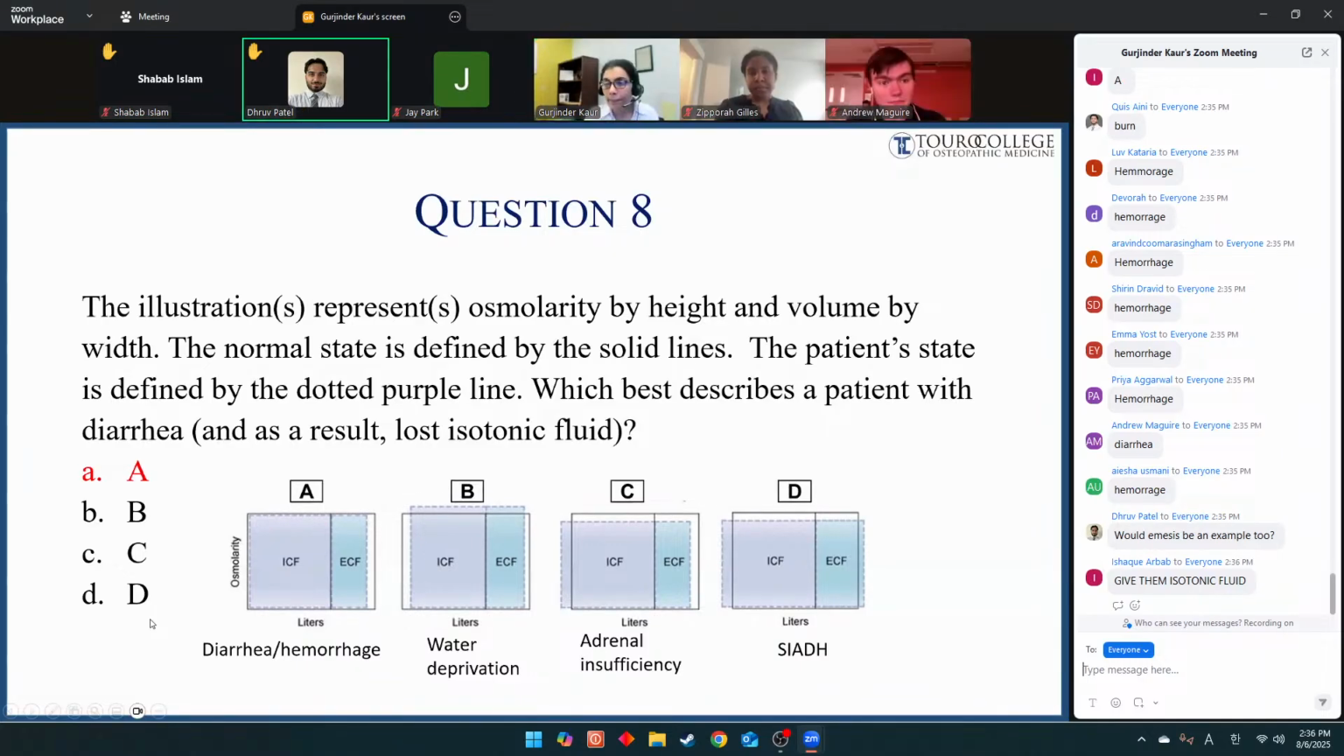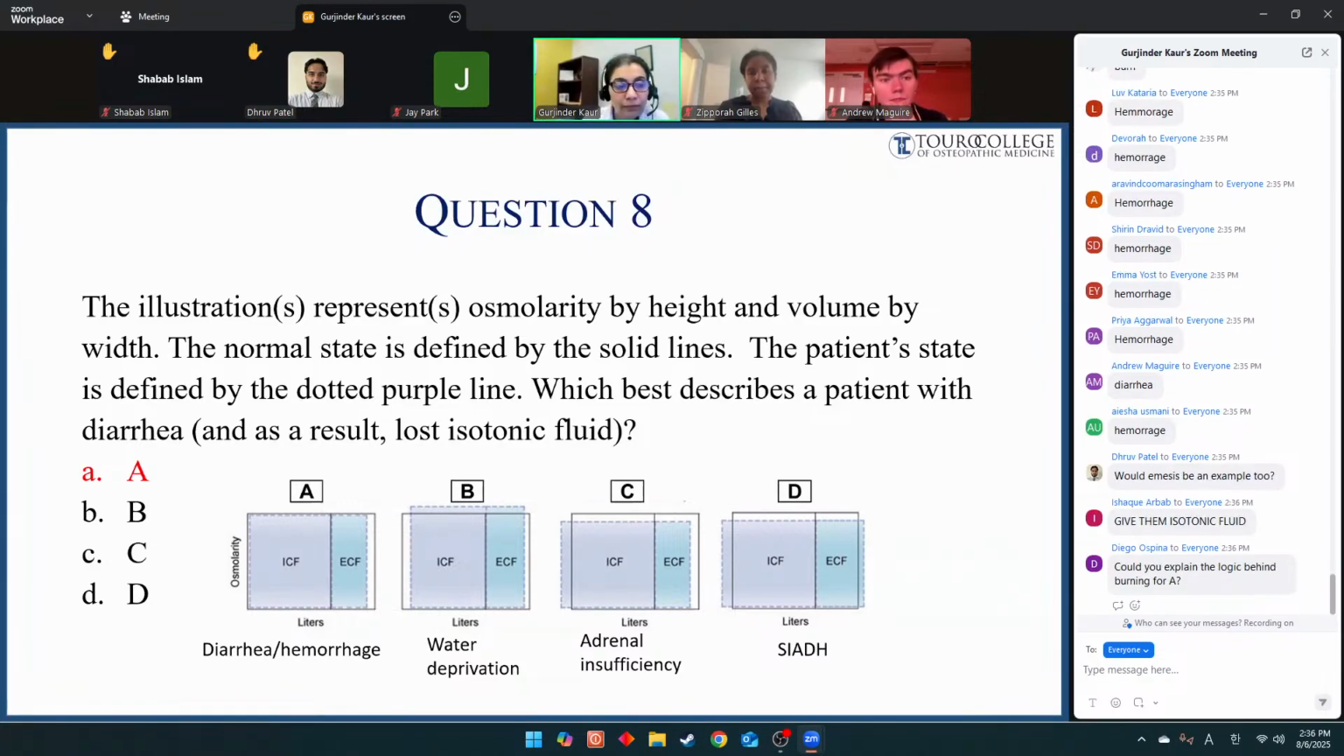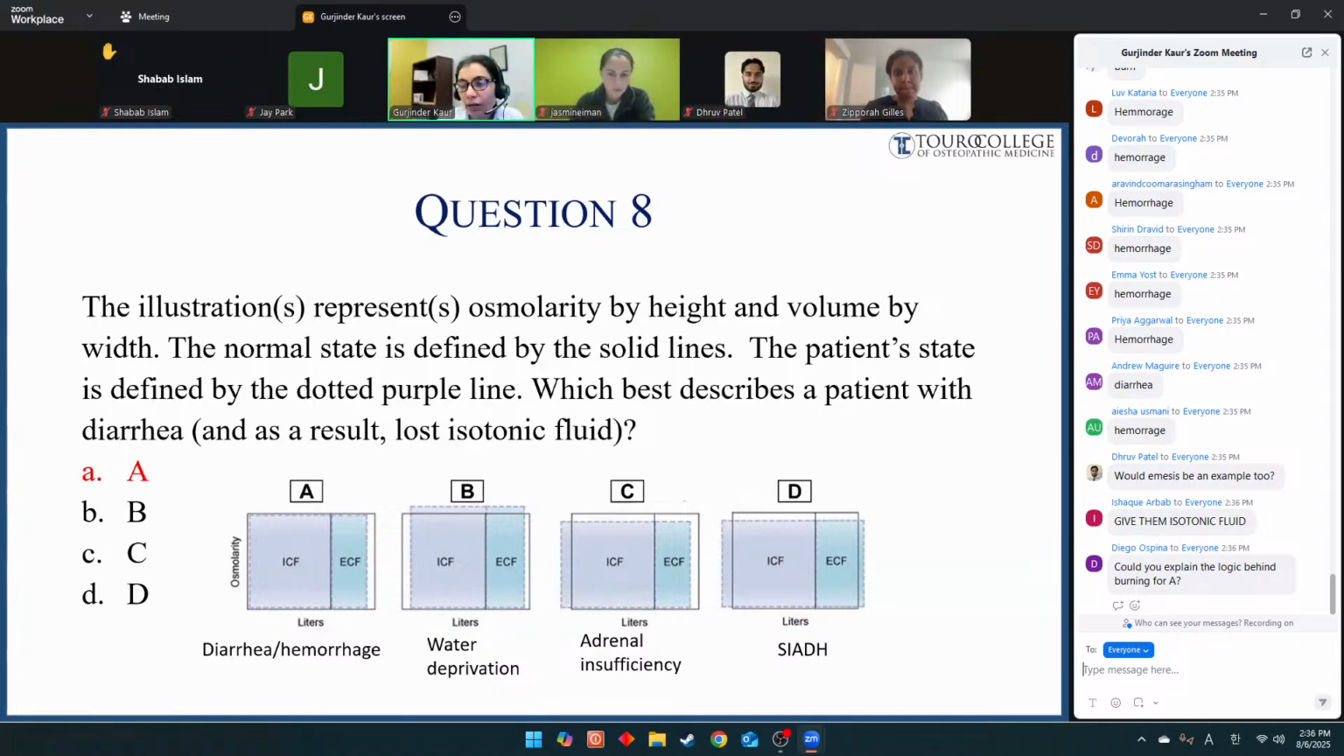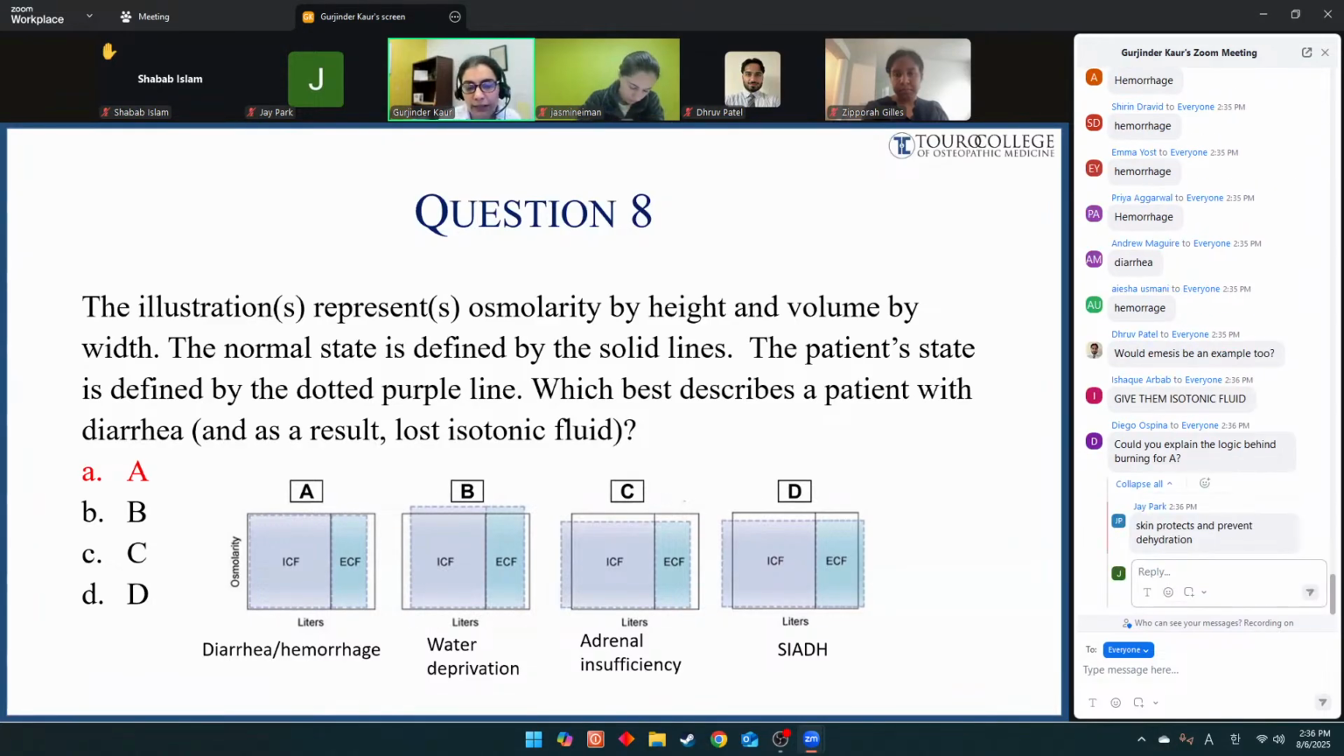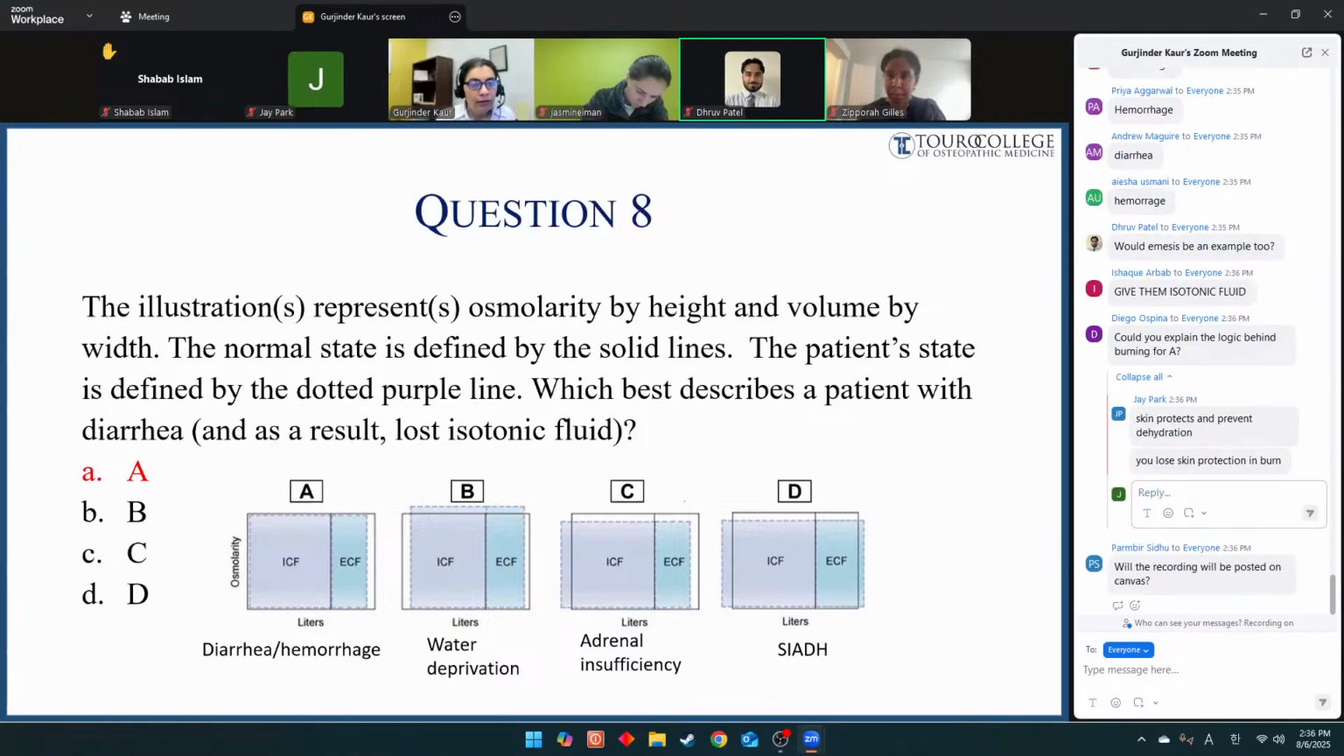Could emesis also be an example for this or no? Which one? Emesis or throwing up? Yes. As long as it's not heavy vomiting. Heavy vomiting may have some bicarb and other stuff in it. So at that point, it's a different situation, but regular vomiting can lead to this isotonic loss. Okay. Got it. Thank you.